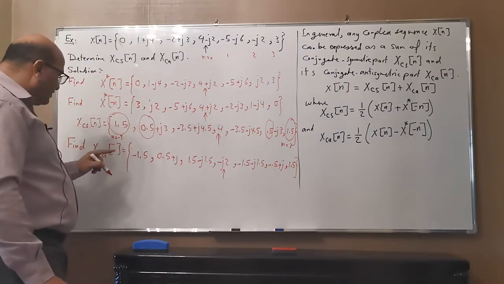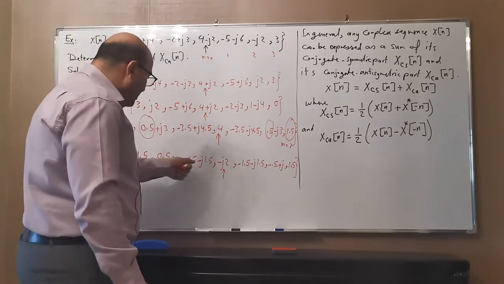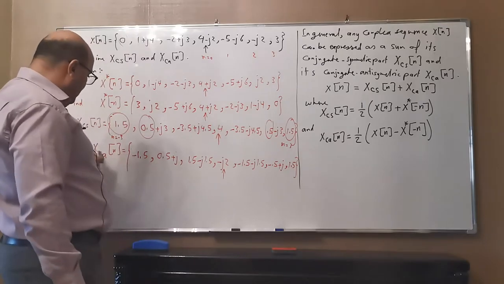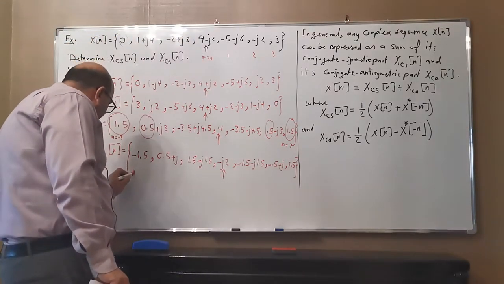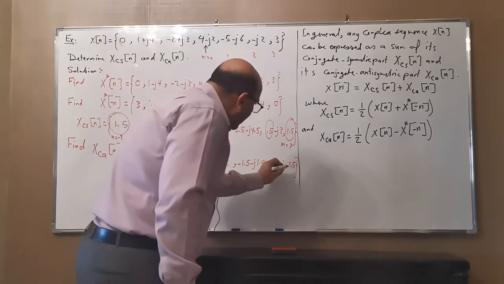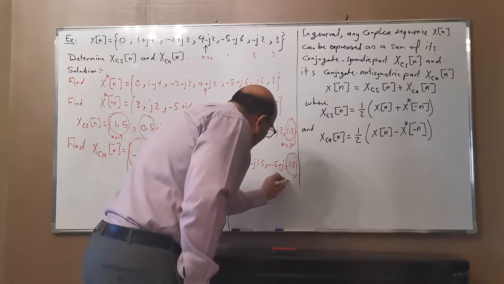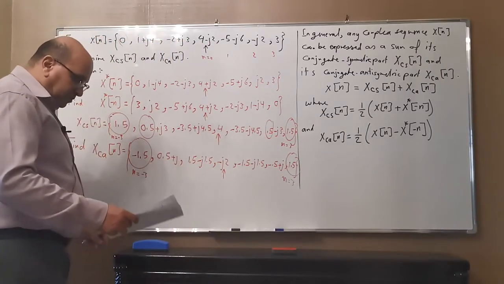For the conjugate antisymmetric, it's the opposite. The imaginary part is the same, but the real part with opposite sign. So if here for n equals minus 3, you have minus 1.5. And here for n equals 3, you have 1.5, and so on for the other elements. Okay?